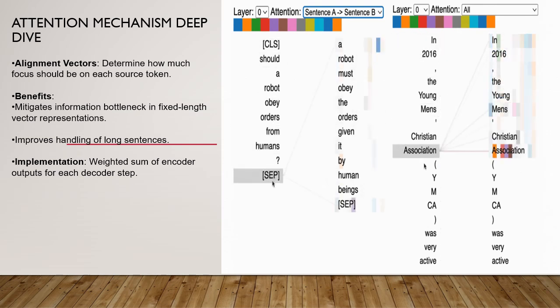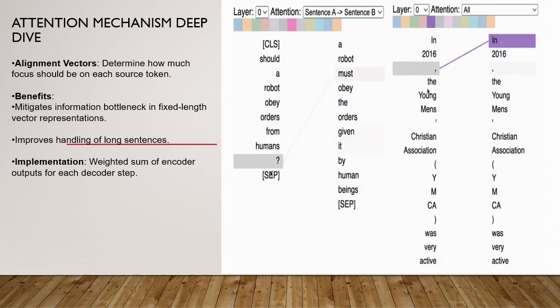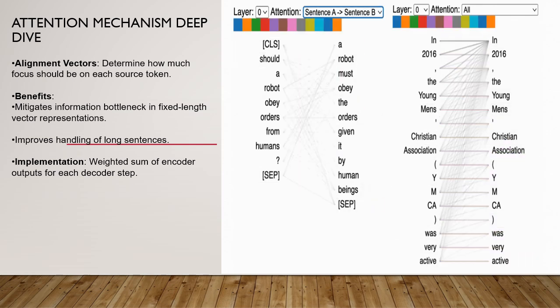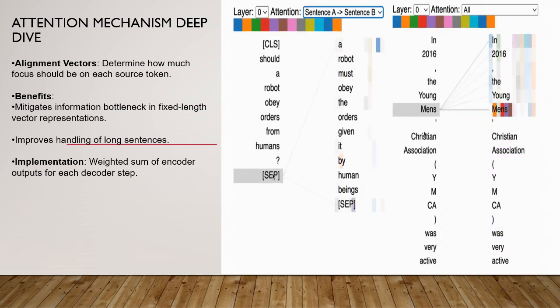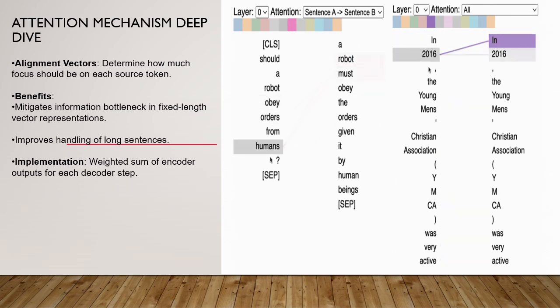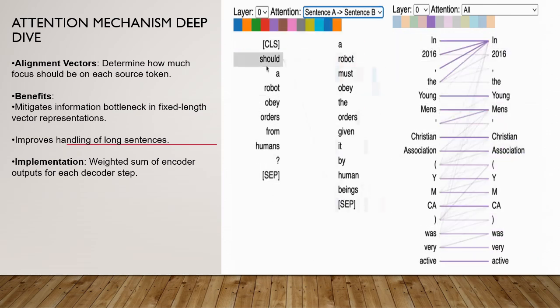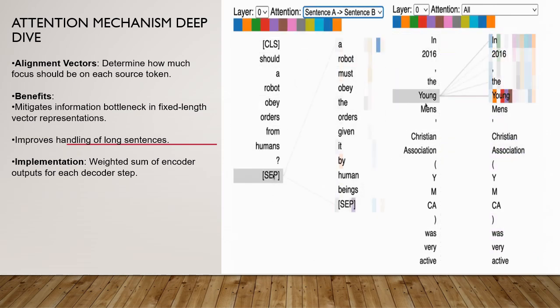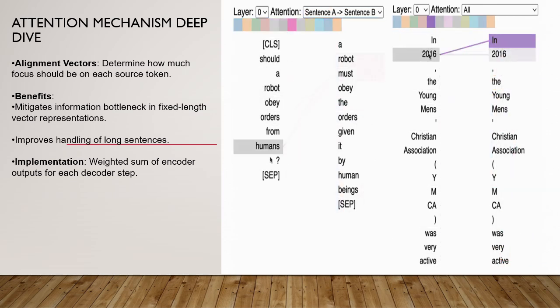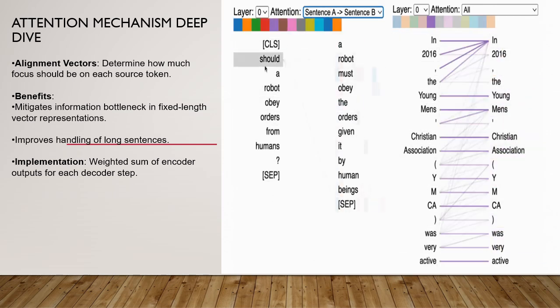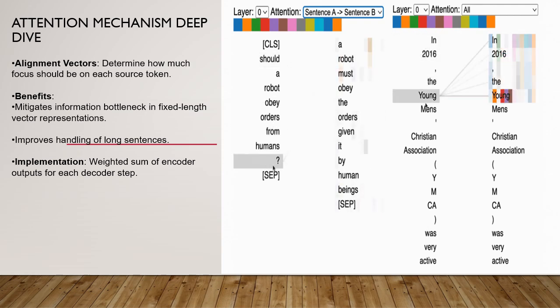Attention mechanism. It allows models to focus on important words, improving translation quality. Alignment vectors determine how much focus should be on each source token. The main benefits of this are that it mitigates the information bottleneck in fixed-length vector representations and mainly improves handling of long sentences. Implementation includes a weighted sum of encoder outputs for each decoder step.